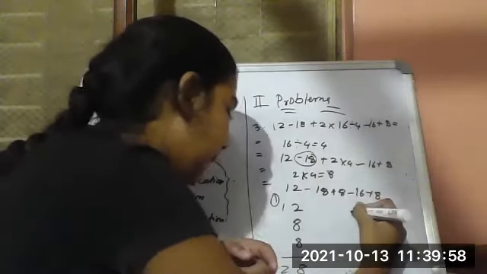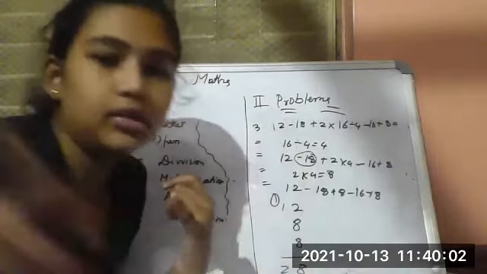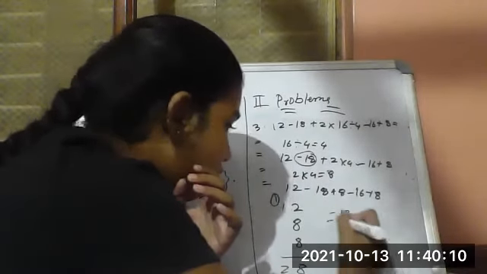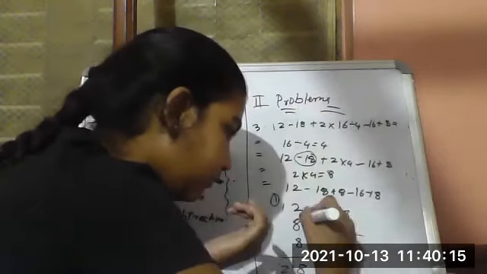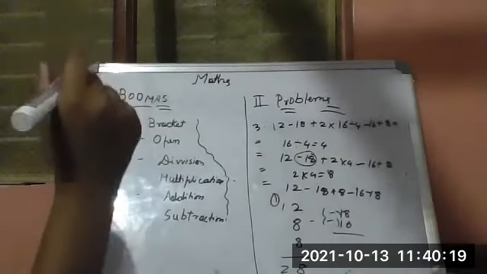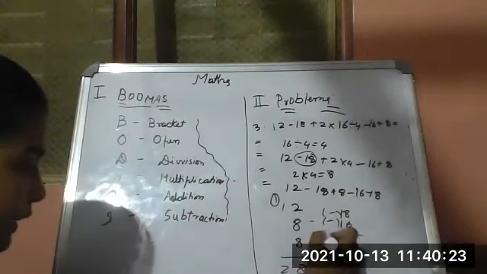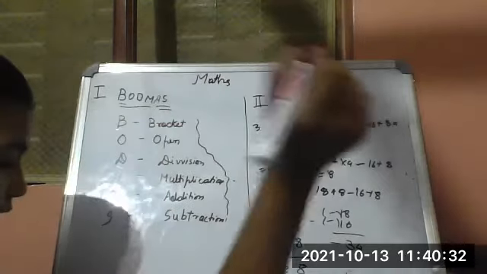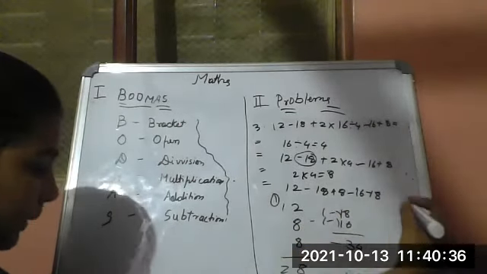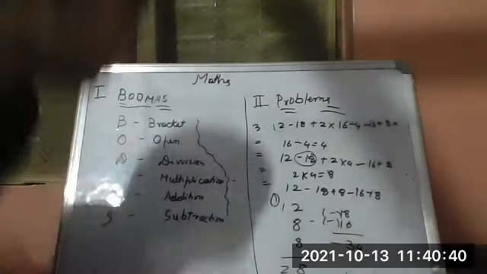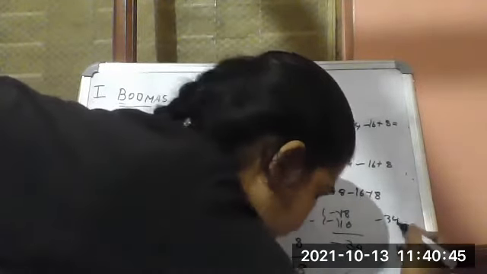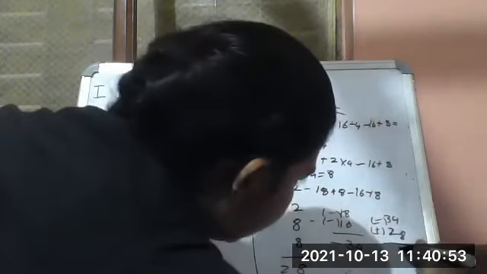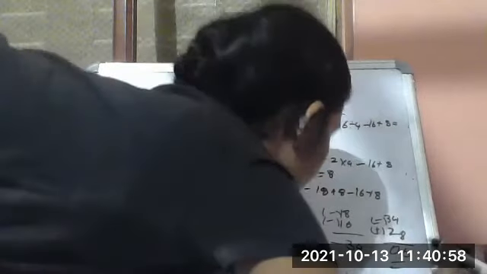And next, what we'll be doing is subtracting minus 18 and minus 16. These both are negative numbers, so I will get minus 34. Now we are going to do 28 minus 34, which will give me the answer.